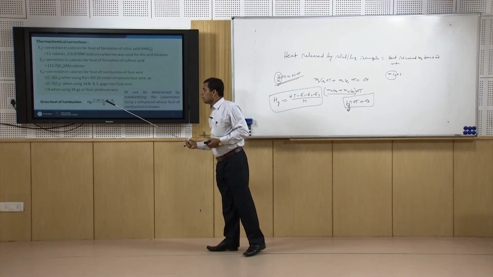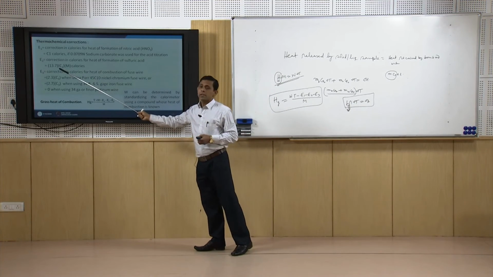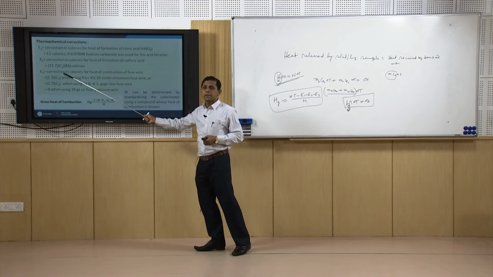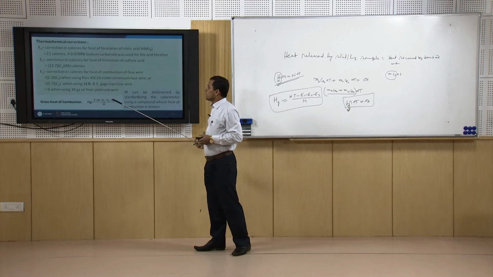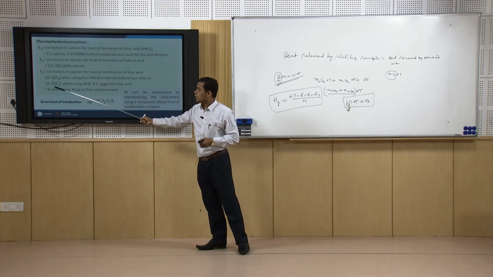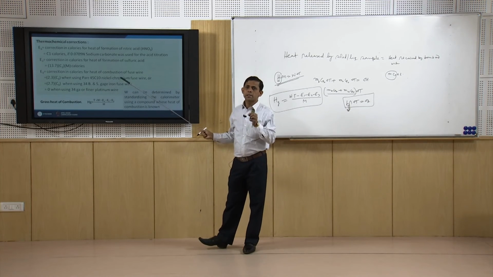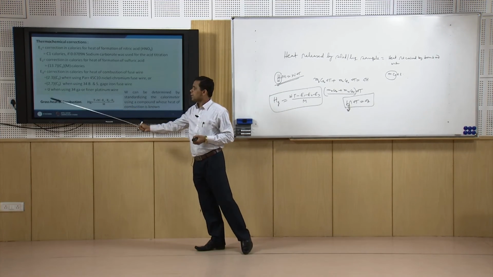Now we have to determine the E1, E2 and E3 values, and these can be determined from the values of C1, C2 and C3. C1 is the amount in ml of standard alkali solution required for the neutralization of the bomb wash, and E2 can be determined from 13.7 into C2 into M, where C2 is the percentage of sulphur and M is the mass of the solids or samples taken into the bomb. And E3 can be calculated depending upon the nature of the wire which has been used. Different types of wires are given with different relationships. Obviously the length in centimeters of the wire fused during firing is responsible for determining the E3 value, as per the different equations given here.